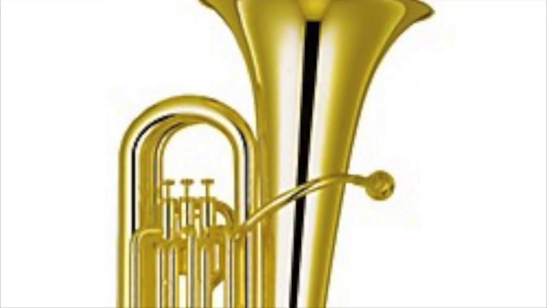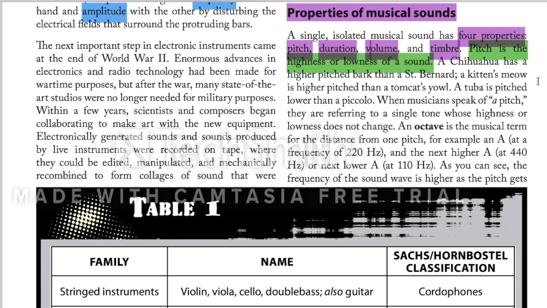Here's a tuba sound. And then here's the sound of a piccolo.